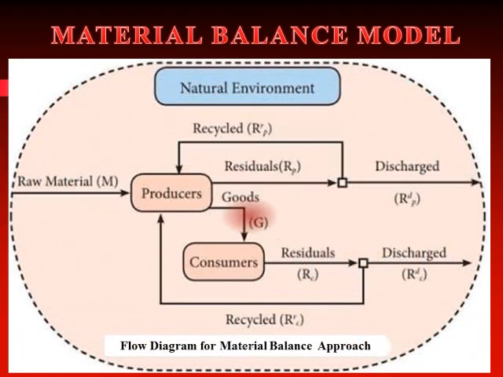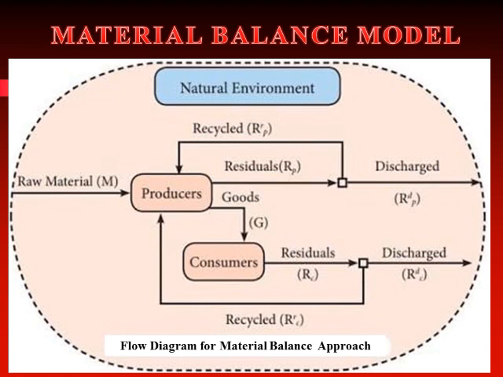Let us see the flow diagram for the material balance approach. The raw materials are supplied for production, and the producers produce goods, and those goods are consumed by the consumers. During production, some waste comes out in solid, liquid and gaseous form. That waste is mentioned as residuals, RP.